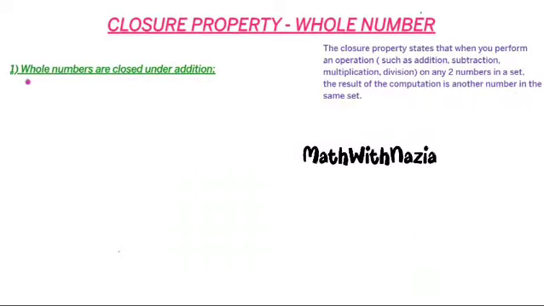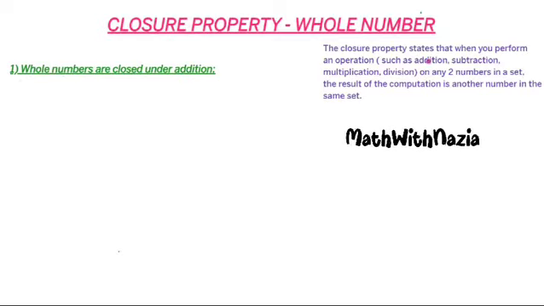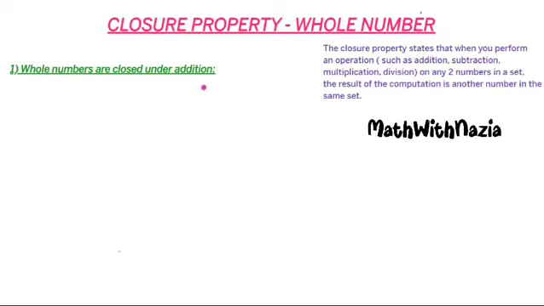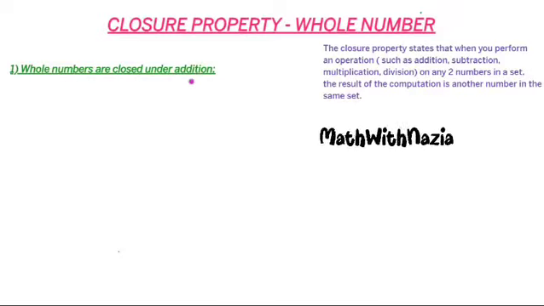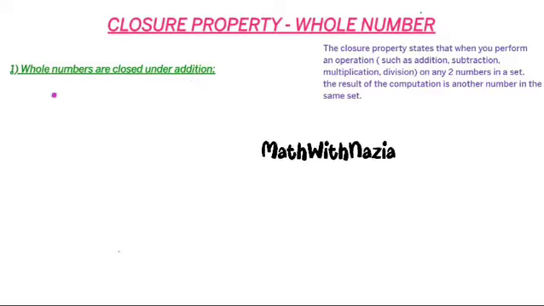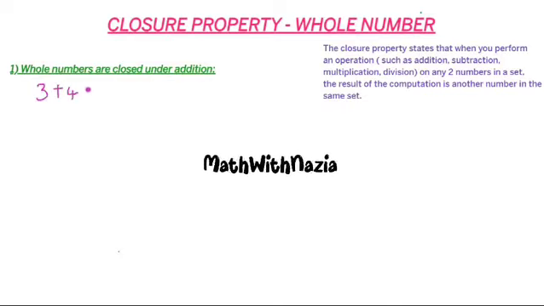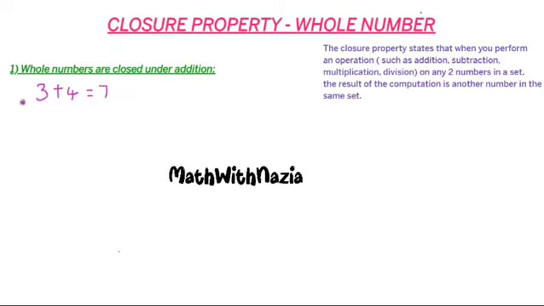Let's see our first property: whole numbers are closed under addition. As I told you, there are four operations. We are taking the first operation, which is addition. Let's see whether whole numbers are closed under addition. Let's take a very easy example with very small numbers, like 3 plus 4. What is 3 plus 4? 3 plus 4 is nothing but 7.